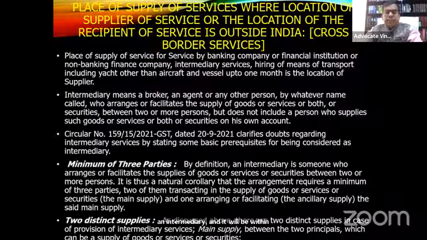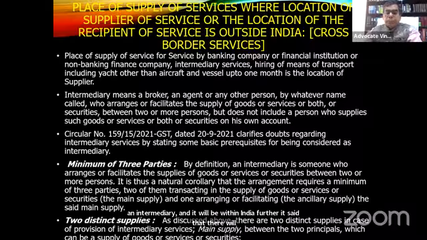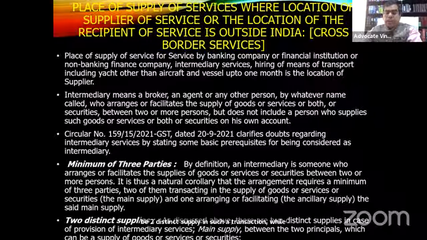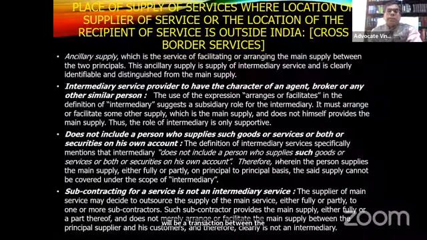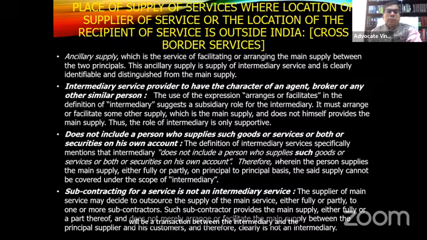Further, it said that there will be 2 distinct supplies in such a transaction. One will be the main supply between the 2 principals, and the other will be a transaction between the intermediary and the principal, who arranges or facilitates the supply between these 2 principals. And obviously, the intermediary has the character of an agent or a broker or any other similar person, because he is the facilitator.